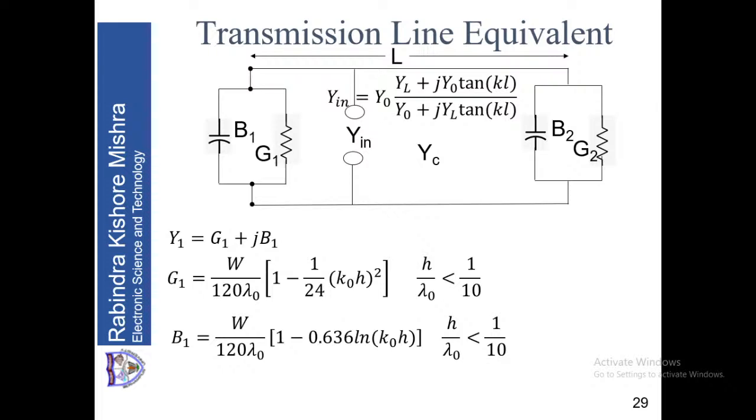Similarly, we will find out what Y2 is. Since both the apertures are the same in construction, Y2 will be equal to Y1. G2 will be G1 and B2 will be equal to B1. Okay, so this we will get.